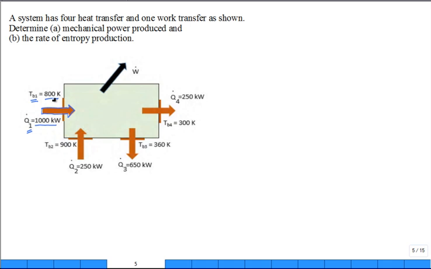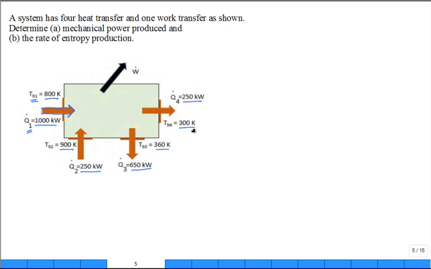You have four of those. For each one, you have the rate at which it's transferring in, 250 kilowatts at a boundary temperature of 900 Kelvin. You have a transfer out of 650 kilowatts at a boundary temperature of 360 Kelvin. And you have a rate of heat transfer out of 250 kilowatts at 300.